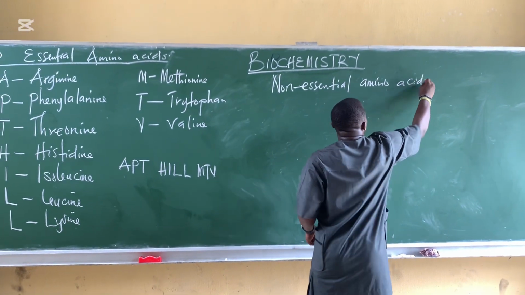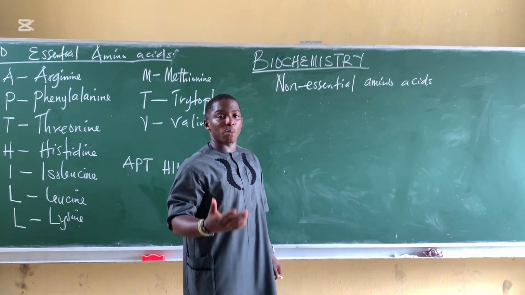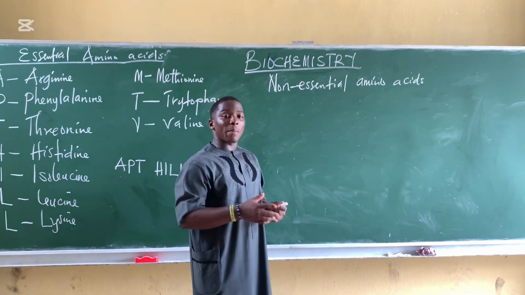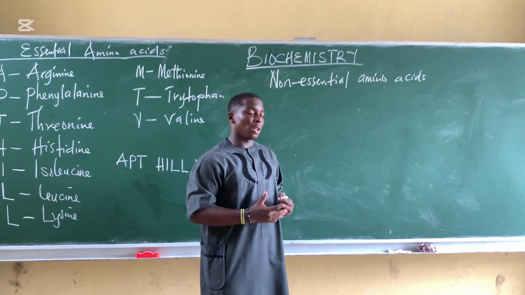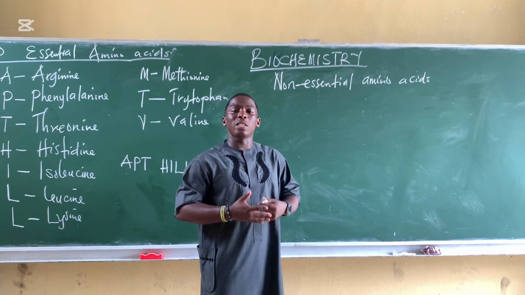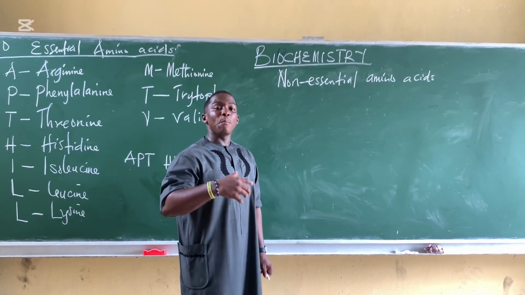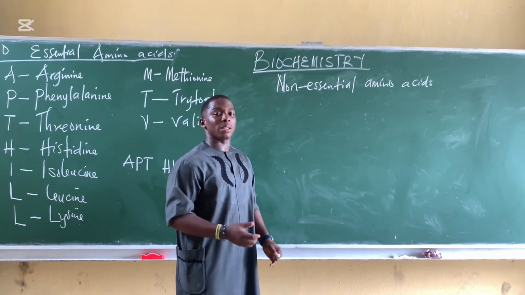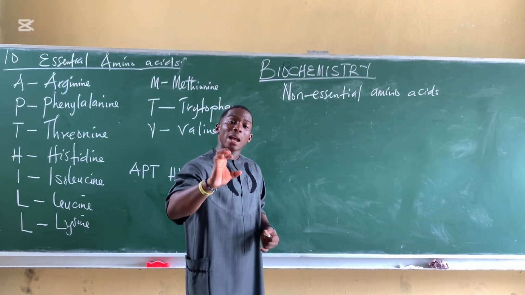Non-essential amino acids are amino acids that are synthesized by the body. These non-essential amino acids are gotten in two major ways. Number one is from direct conversion of the essential amino acids. And the second way is by amination of non-nitrogenous fragments. Non-essential amino acids have a sparing effect.